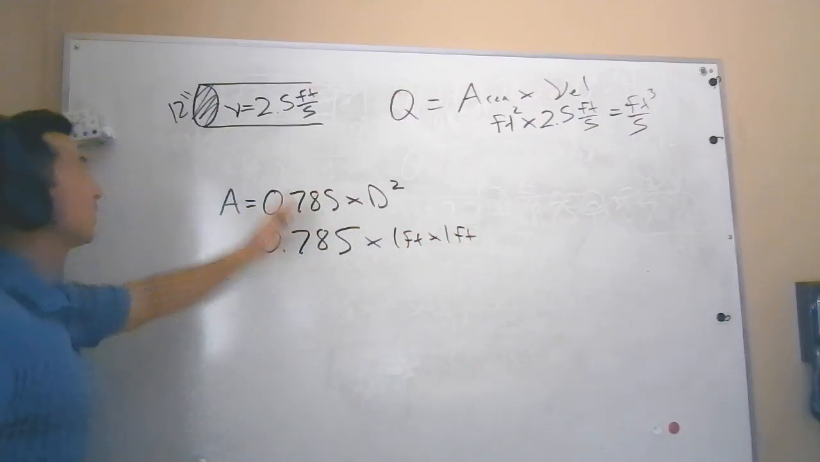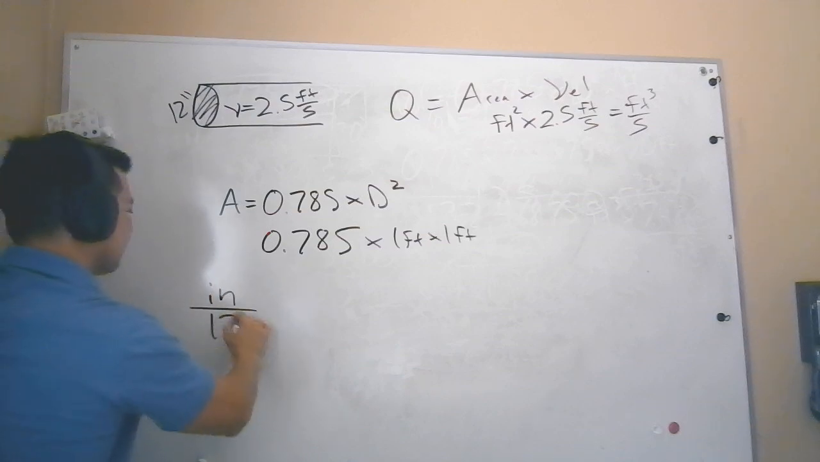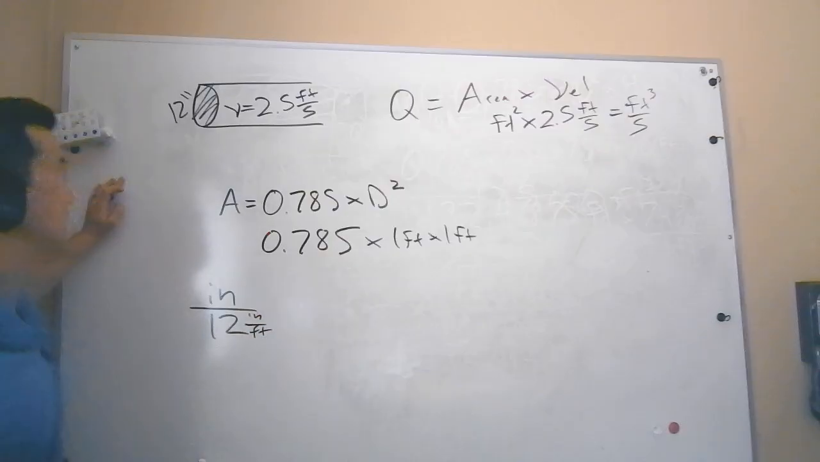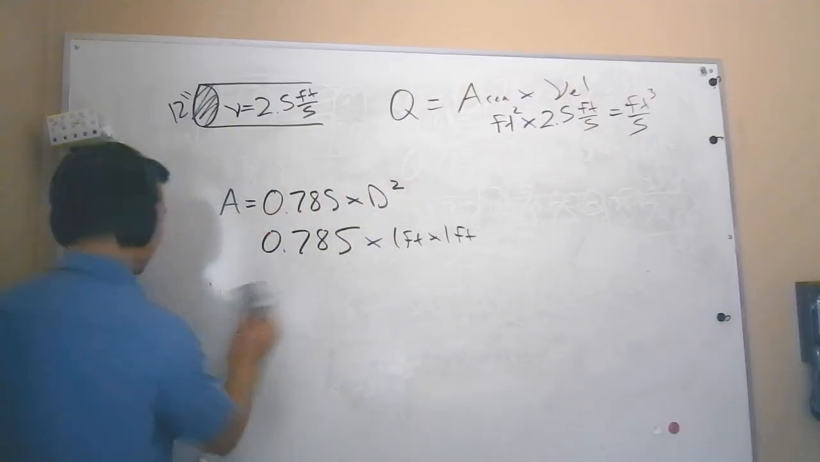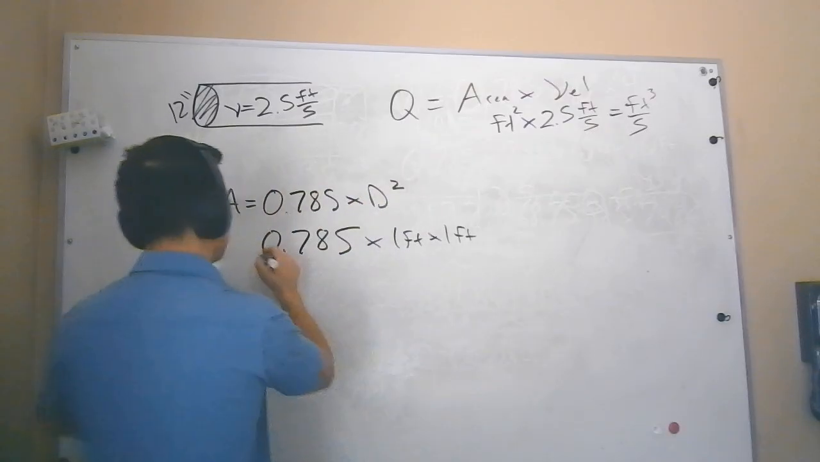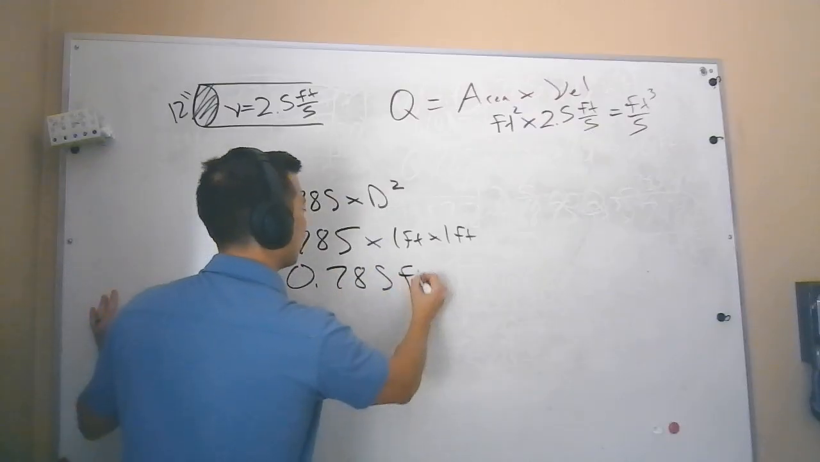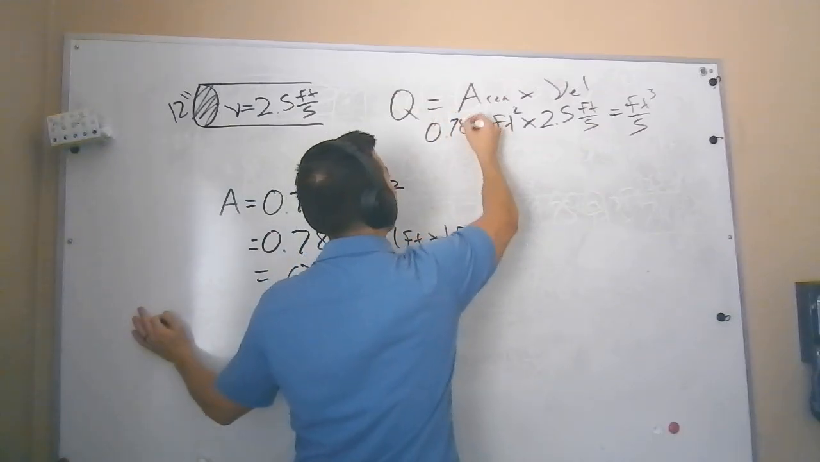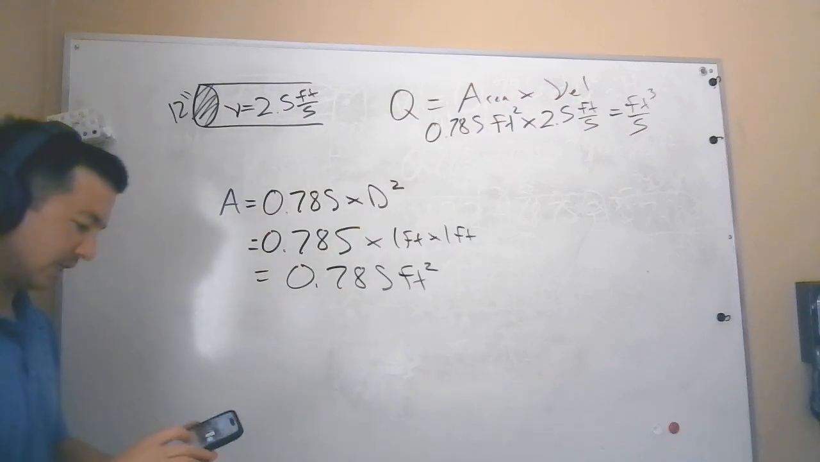Now if you don't remember how to convert from inches to feet, remember that whatever we have in inches, we're always just going to divide it by 12 because there's 12 inches per foot. So in this case, 12 divided by 12 gives us 1. Whether it's 3/4 of an inch or whether it's 36 or 72, we're always just going to divide by 12. So what does this end up being? My area ends up being 0.785 square feet. So now this is what we plug up here, 0.785 square feet.